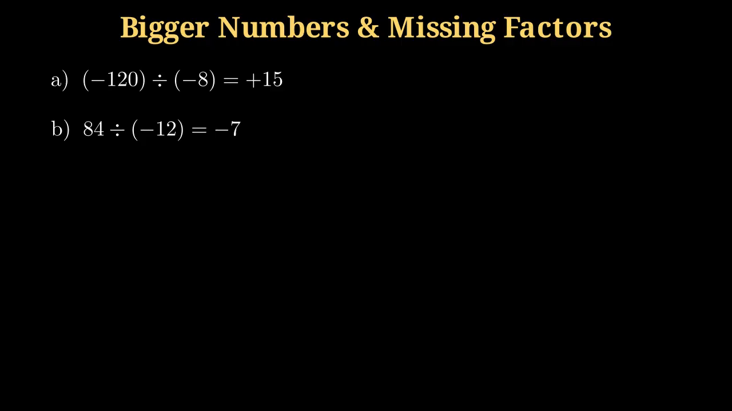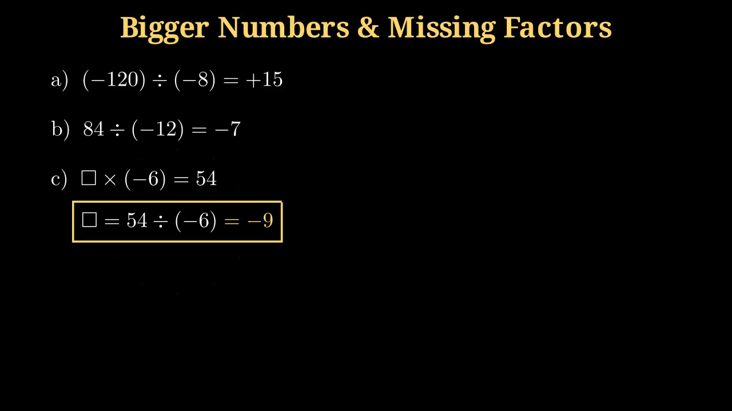Different signs, negative 7. C, a box times negative 6 equals 54. What is hiding in the box? Undo the multiplication with a division. The box is 54 divided by negative 6. 54 over 6 is 9. Different signs, negative 9. Check it. Negative 9 times negative 6. Same signs, positive 54. It fits.